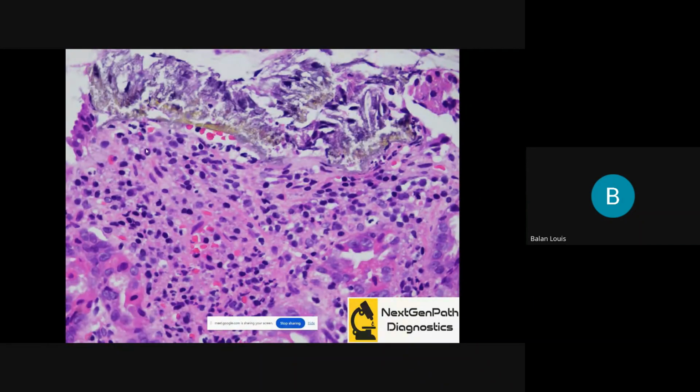Again, in this case, you have in the lamina propria marked inflammation, lymphocytes, mononuclear cells, and neutrophils. But again, this is not H. pylori, this is not Crohn's disease, and this is not an atrophic gastritis. But instead, here we have some refractile material. Here it is appearing orangish or yellowish brown.